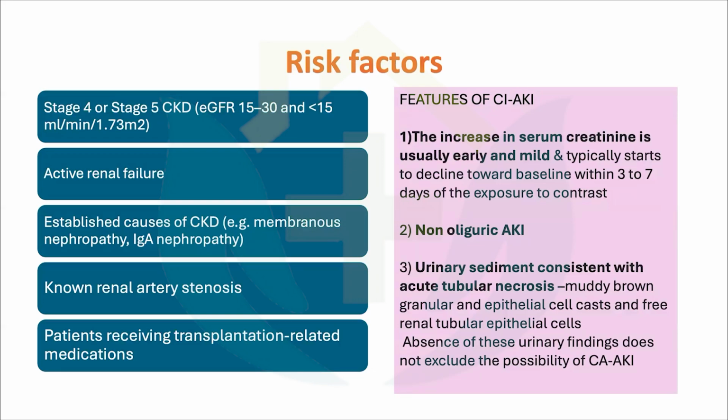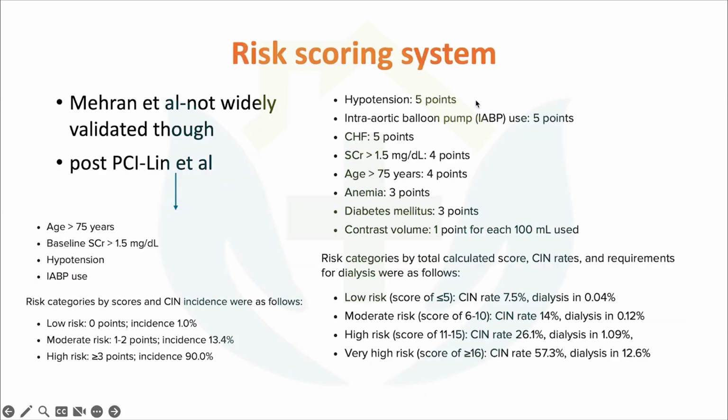Again, just a kind of a repetition with some finer touch, what are the risk factors? So CKD stage 4-3, active renal failure, established cause of particular some causes of CKD like membranous nephropathy, IgA nephropathy, and the features we have already discussed. Now comes, can we predict that in which patient the risk of CIN or CA associated AKI is higher?